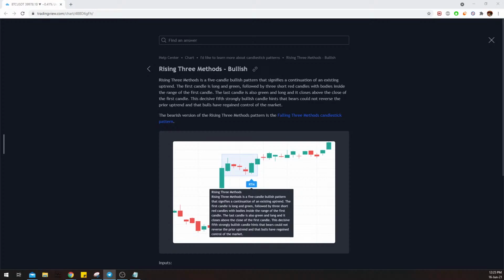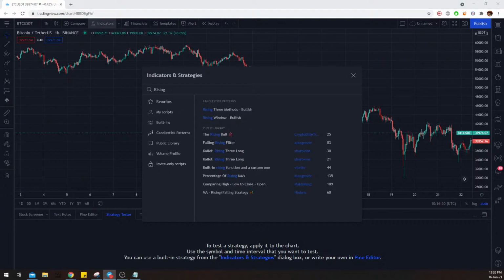But in general, you can see that initially we had a bull candle, and it's going to be big and long, and at the same time we're going to have 3 short candles with bodies inside the range of the first candle, as you can see here. The last candle is going to be a green one, and it's going to close above the first one, and by doing that, it's going to indicate that we are going to go towards a continuation movement of this bull trend. So yeah, let's get on and see how they perform.